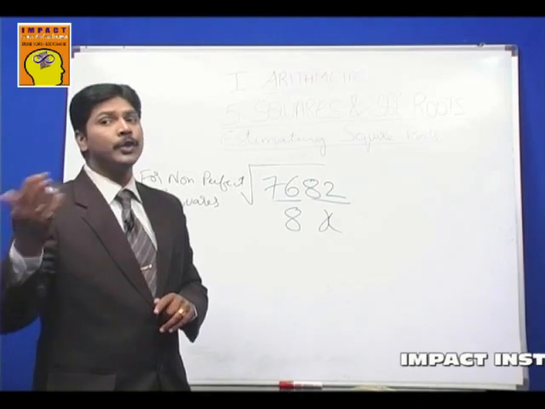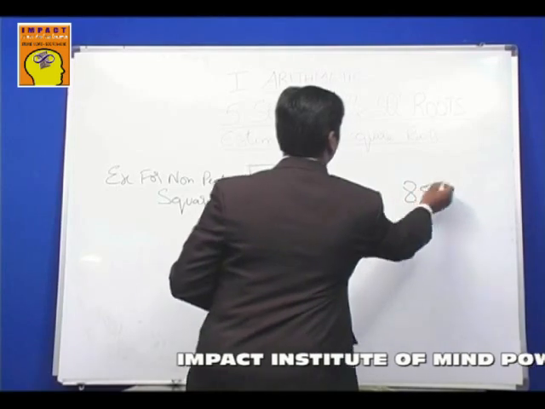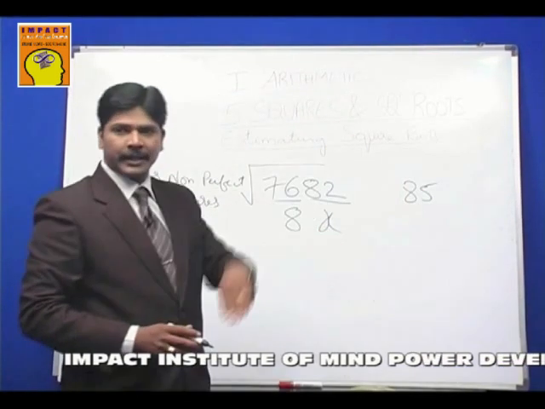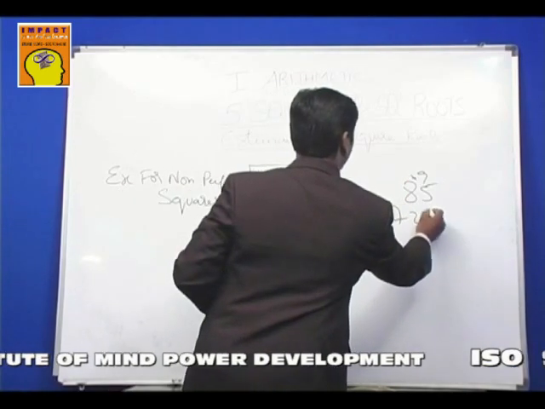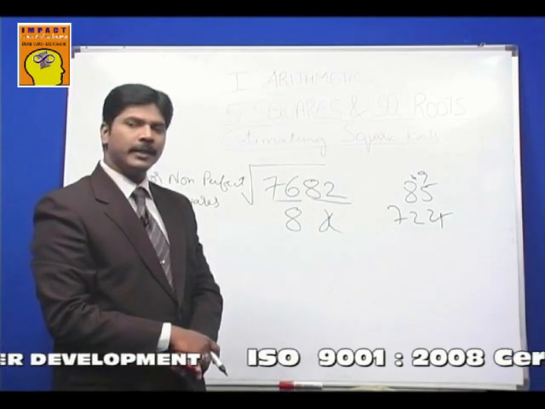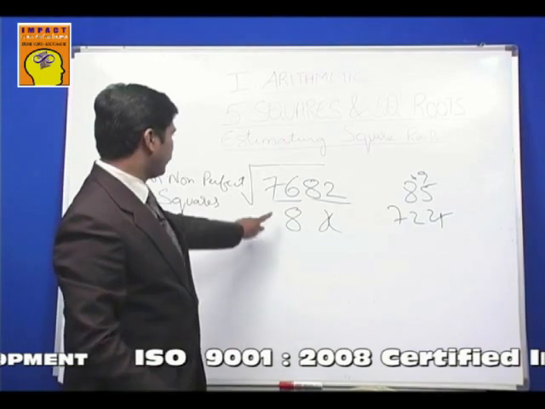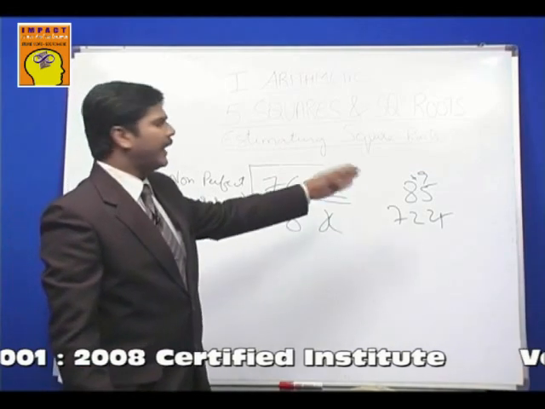Now how do you check that? Immediately check 85 squared, just to check whether the answer will be more than 85 or less than 85. So 8 times 9 is 72, and 25. So that means the answer has to be more than 85. You've seen the number is 7225, and the target is 7682. So don't try 86 immediately.